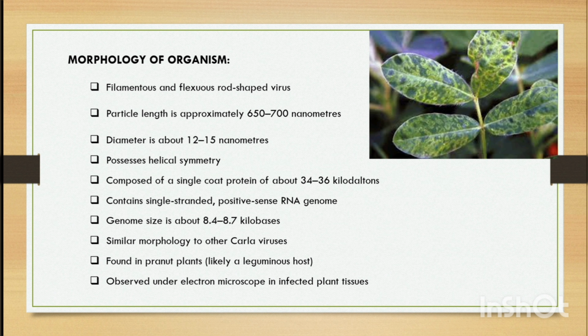Diameter is about 12 to 15 nanometers. Possess helical symmetry. Composed of a single coat protein of about 34 to 36 kilodaltons. Contains single stranded positive sense RNA genome. Genome size is about 8.4 to 8.7 kilobases. Similar morphology to other potyviruses. Found in peanut plants. Observed under electron microscope in infected plant tissues.